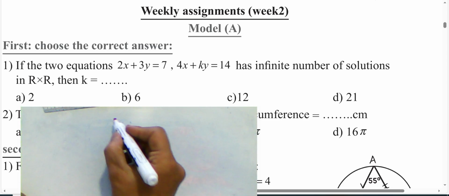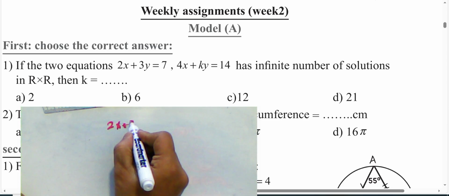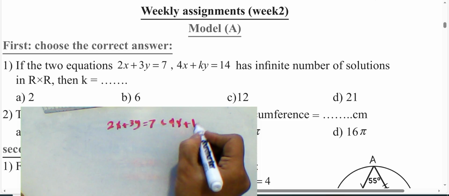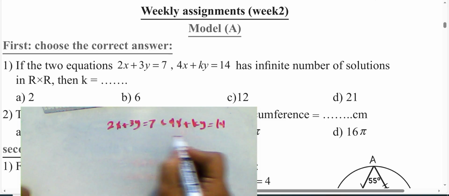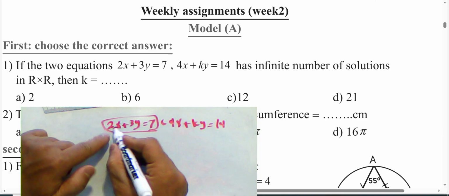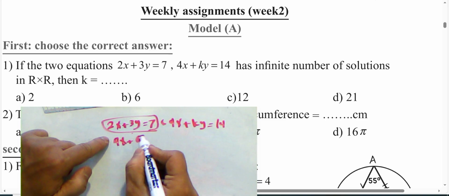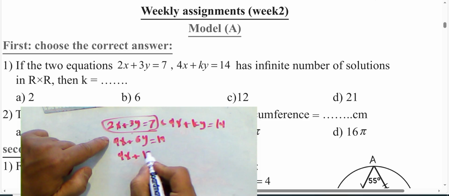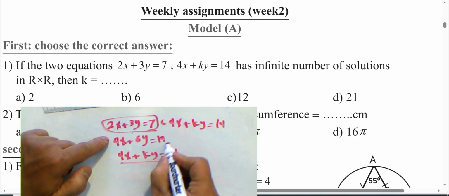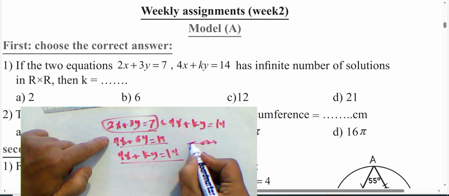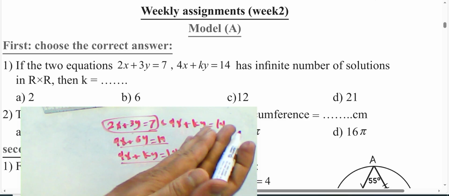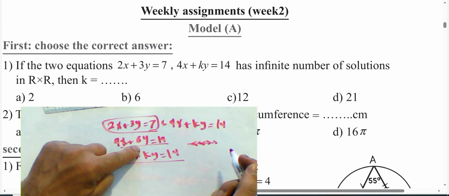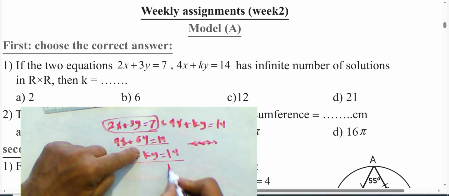Like this, we have 2x plus 3y equals 7. And the other, we have 4x plus ky equals 14. We can multiply this equation by 2. 2 times 2 is 4, 2 times 3 equals 6, 2 times 7 is 14. Then we have the first equation 4x plus 6y equals 14. They are congruent because we have infinite solutions. It means the coefficient of x equals the coefficient of x, and the coefficient of y equals the coefficient of y. Then k will be equal to 6.